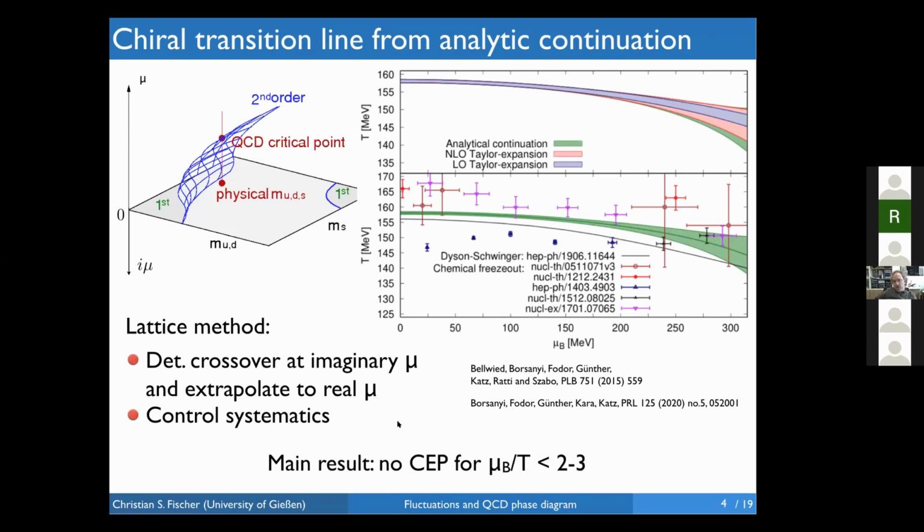I think the main result where all approaches so far agree is that there is no critical endpoint for ratios of baryon chemical potential over temperature smaller than, let's say, 2 to 3. And it depends how bold you are, whether it's 2 or rather 3.